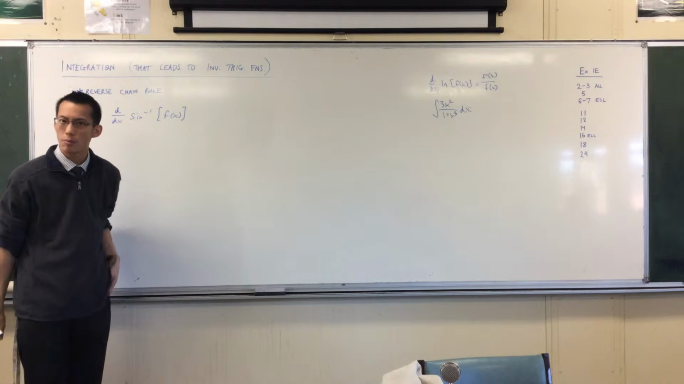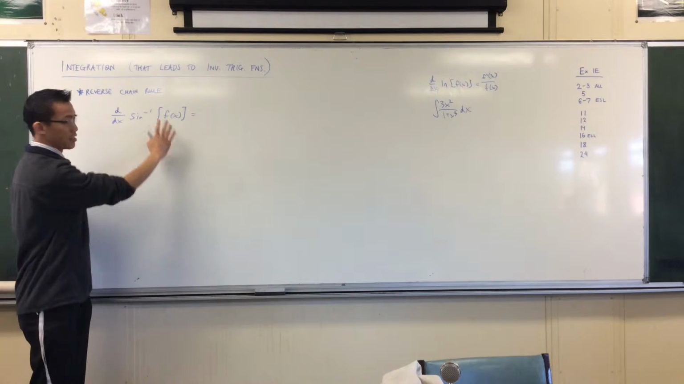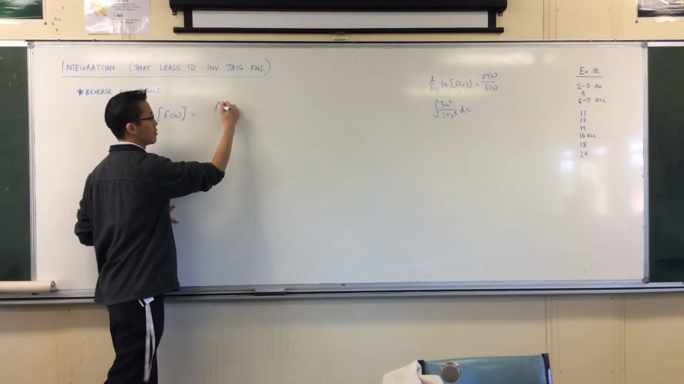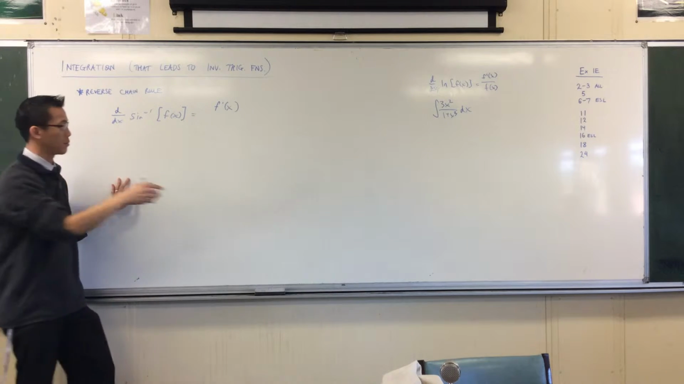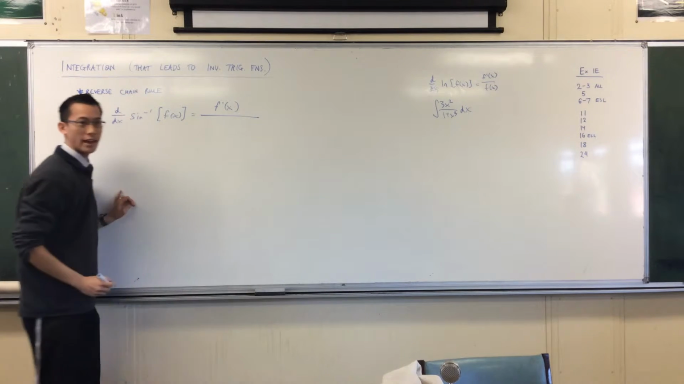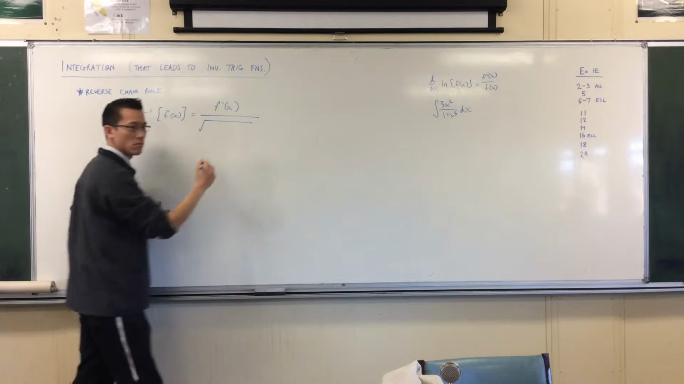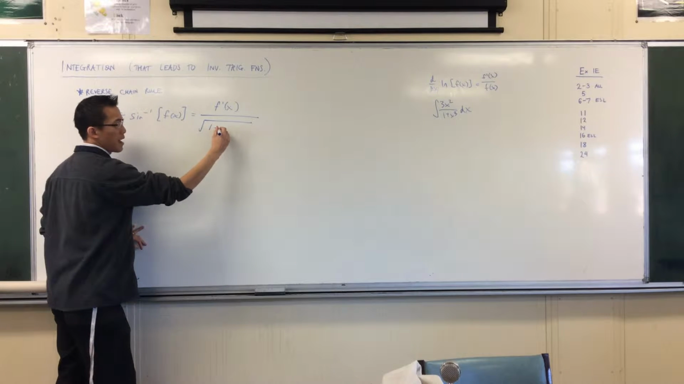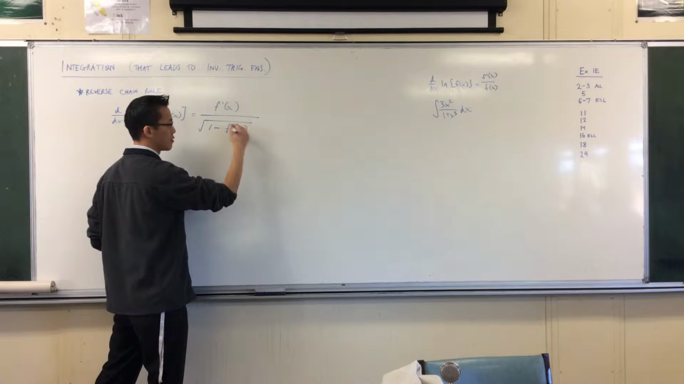what would chain rule tell me? Well, I have to do the inside, so I'll get f dash. And then the rest of it is 1 over, so I'm just going to put a big fraction. What's on the denominator? Square root of 1 minus a function squared.